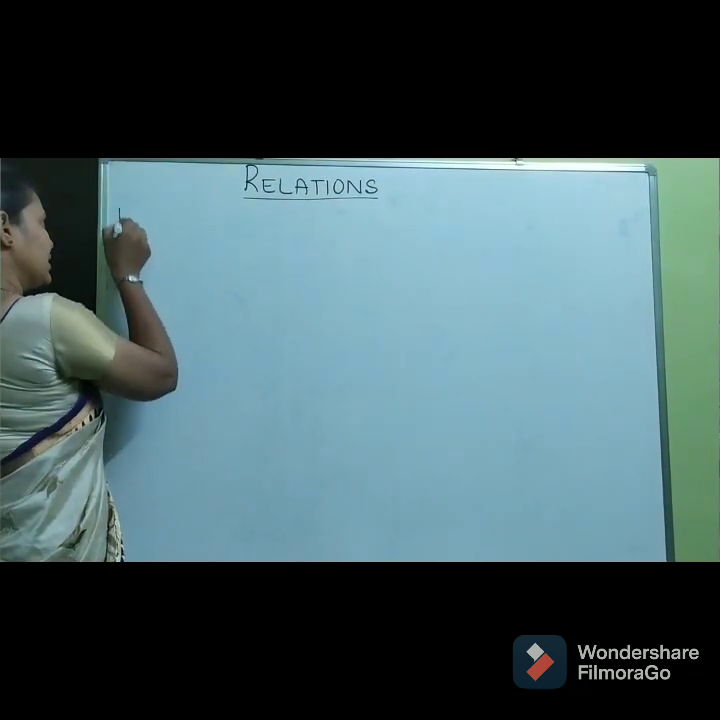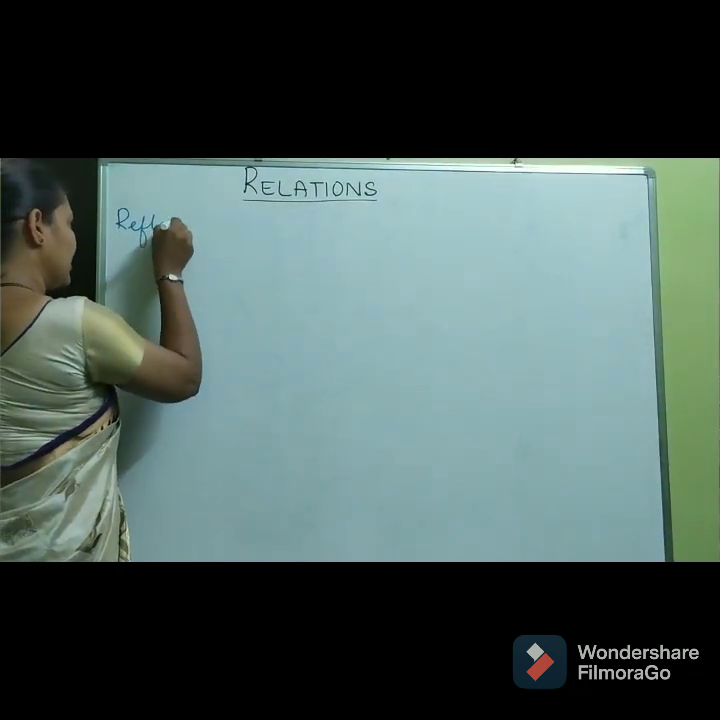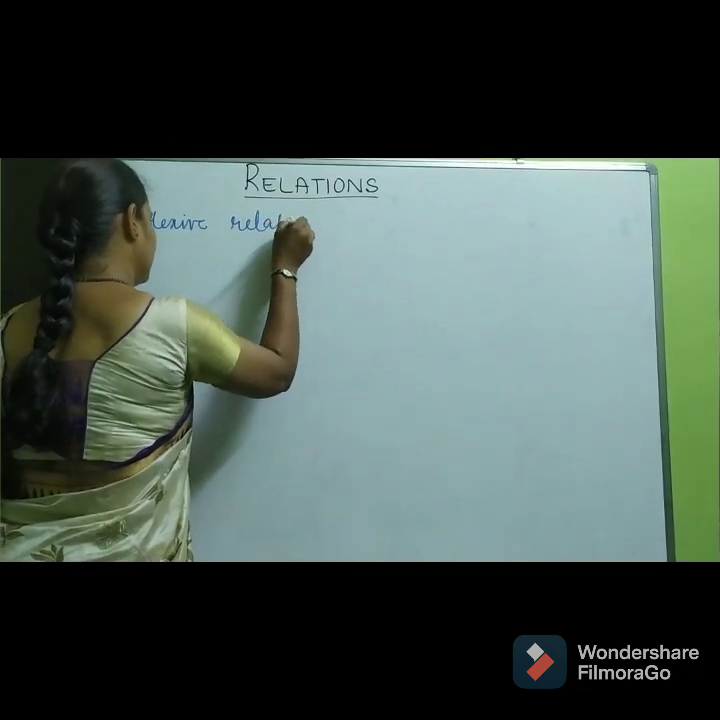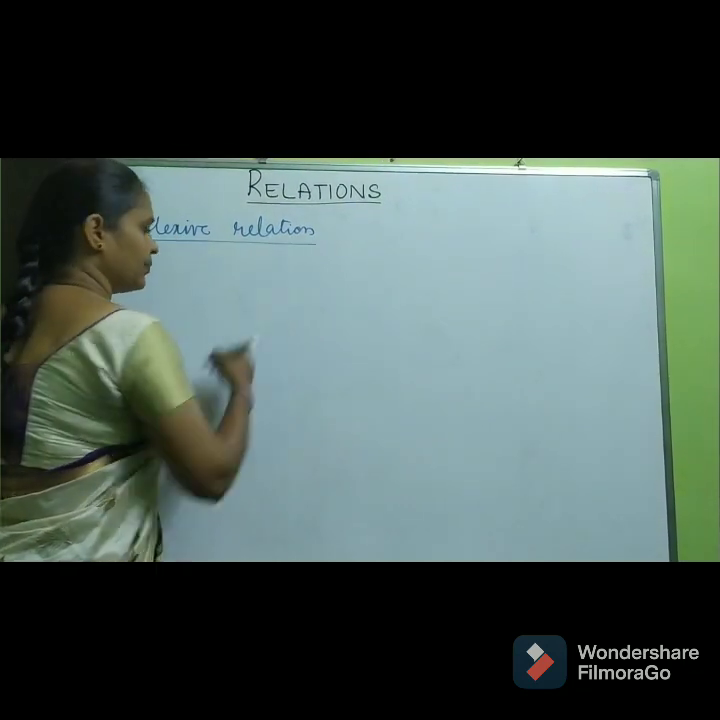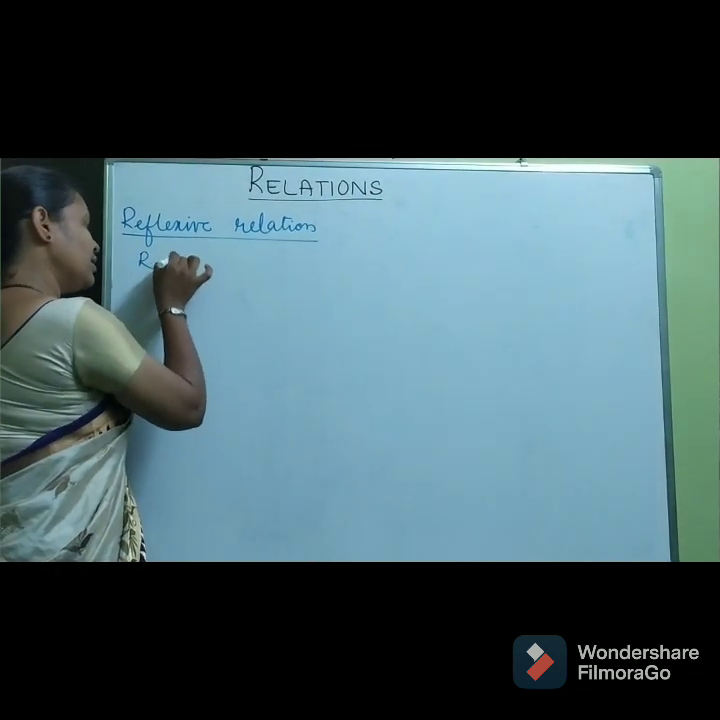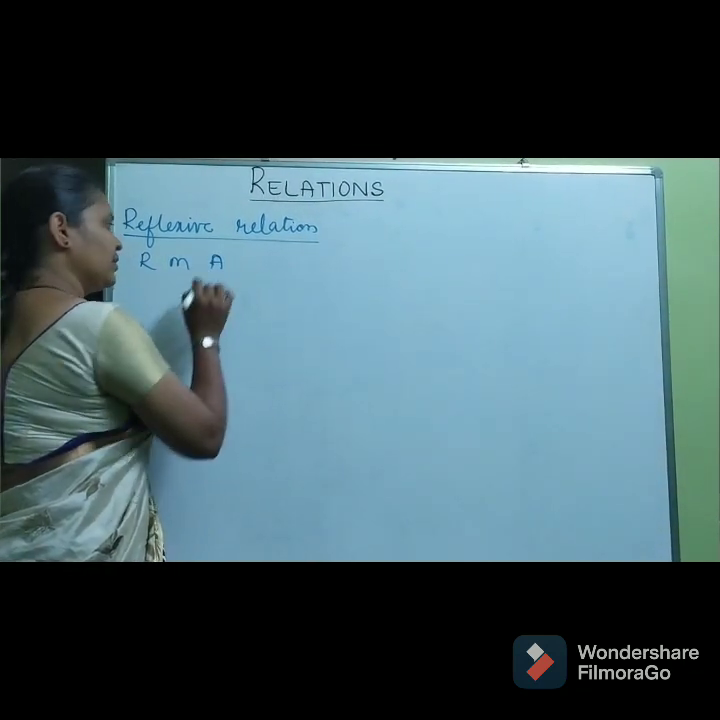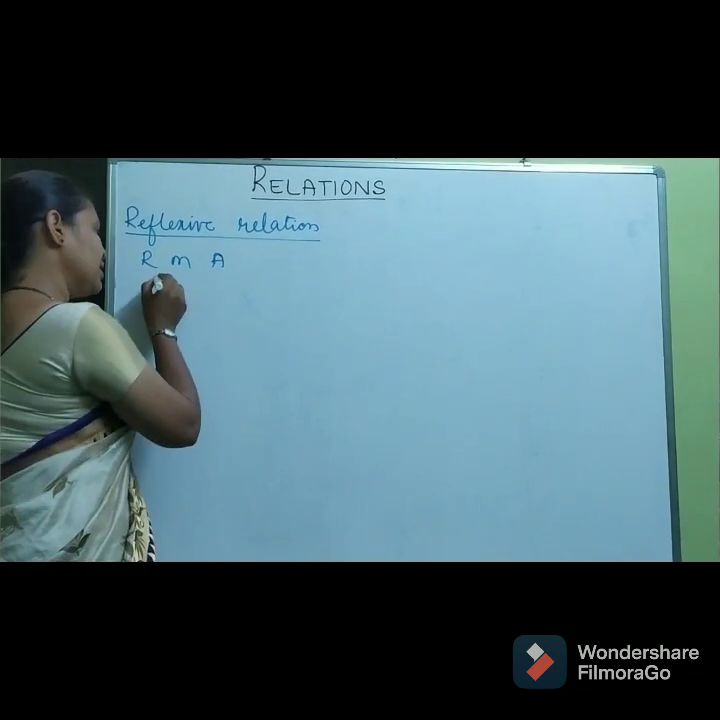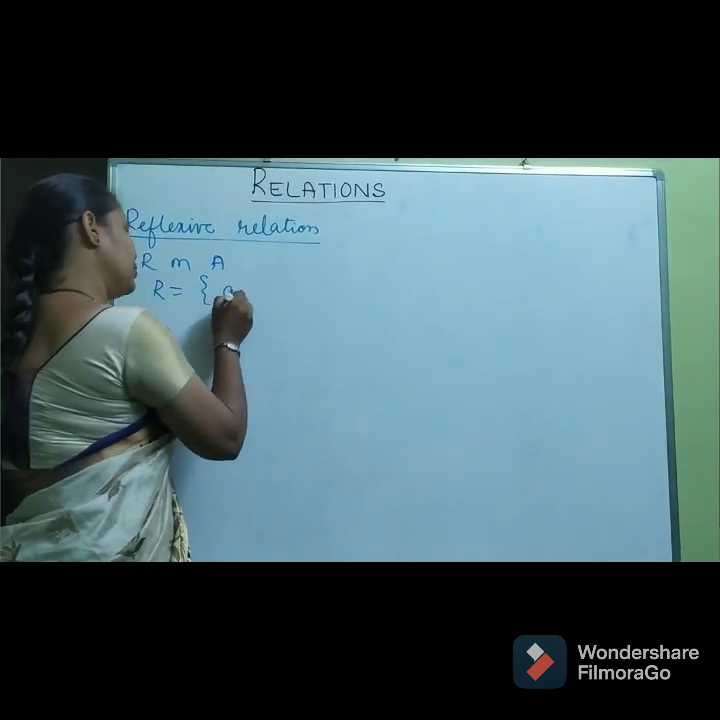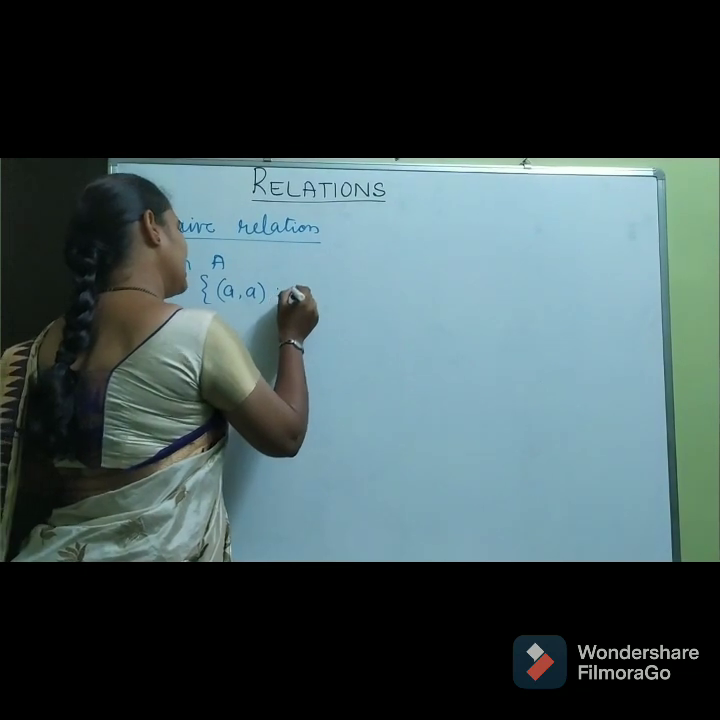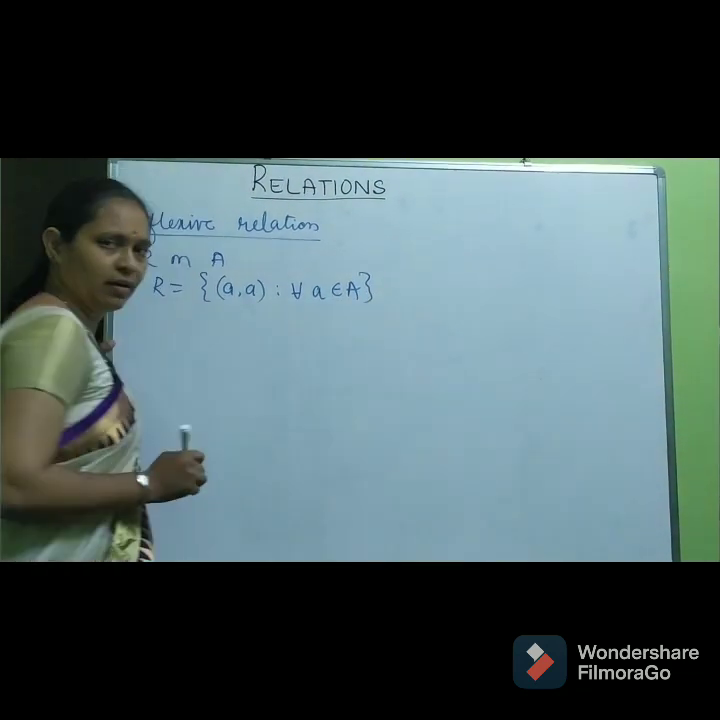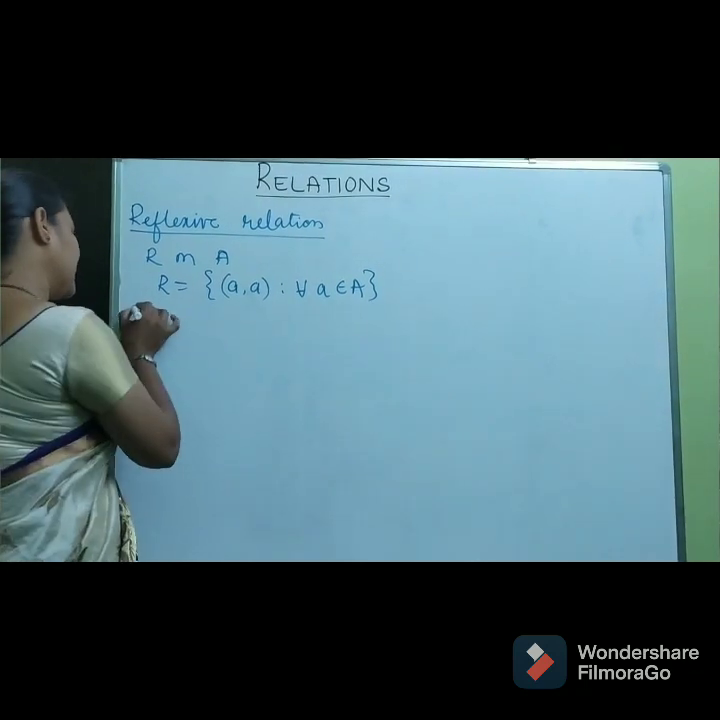Next is the reflexive relation. A relation R on A is said to be reflexive if (a, a) belongs to R for all a belongs to A.